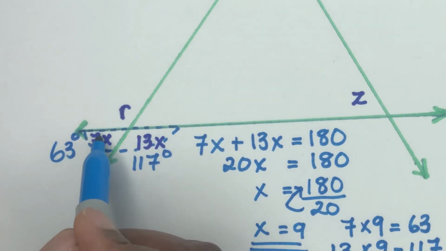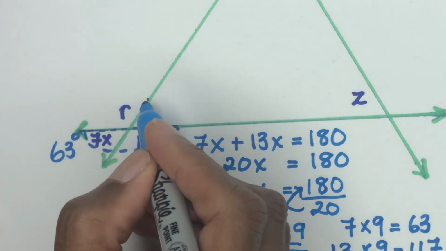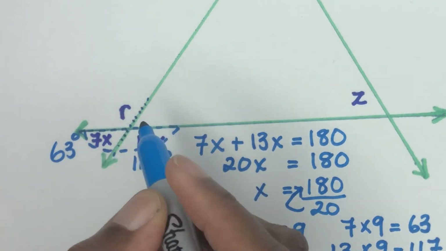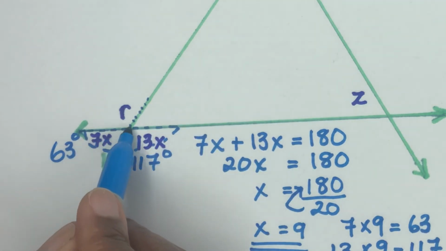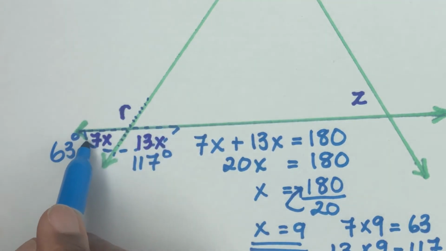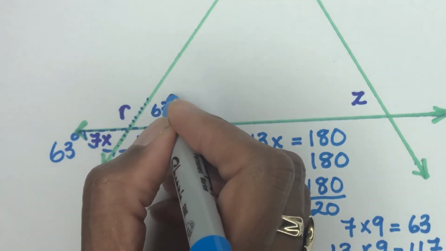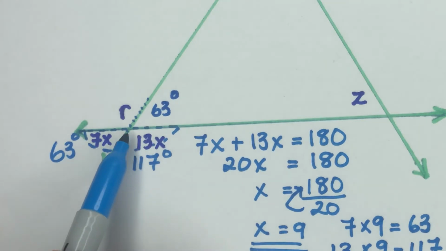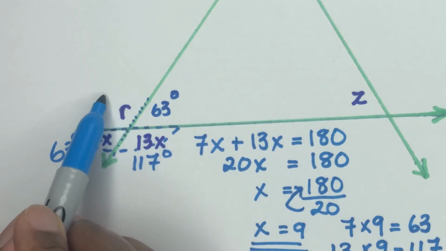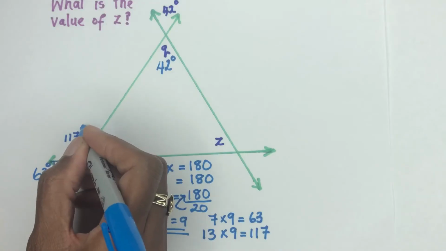So if this is 63 degrees now, you can see that this X that's formulating here, where the two lines intersect, the opposite angle is here. So if this is 63 degrees, then so is this. So I'm going to insert that there, 63 degrees. And if this is 117 degrees, then so is the vertical angle here, the opposite angle. So R is 117 degrees.